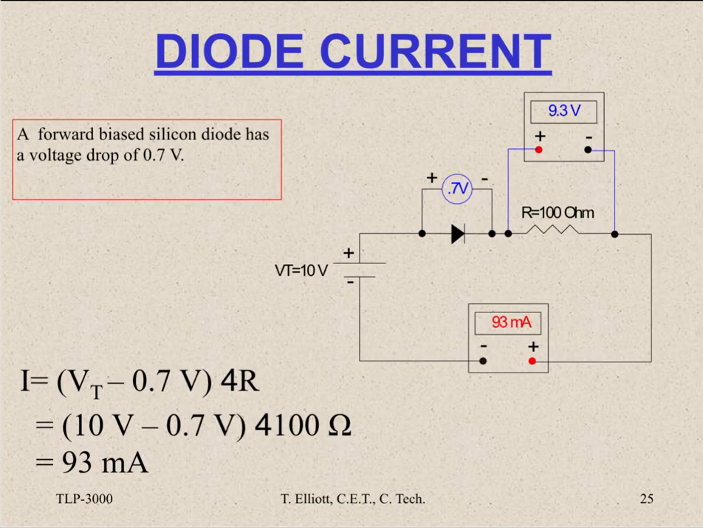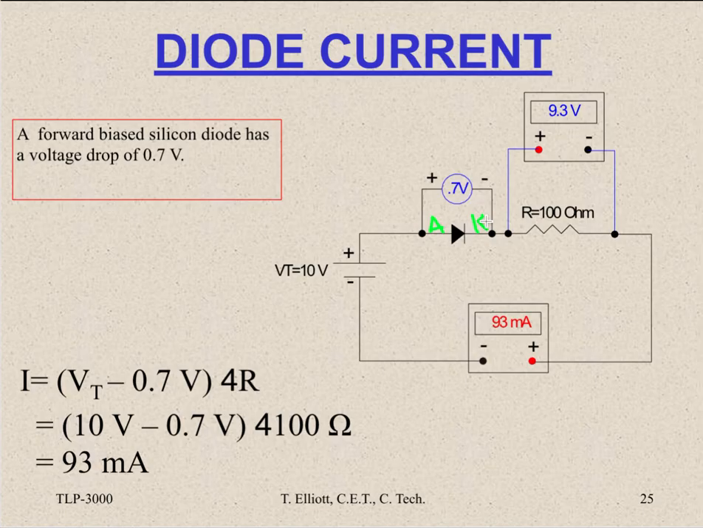Okay, simple calculation. This is a forward biased circuit. The resistor is being used to limit the current. So we have a battery of 10 volts. We have a forward biased diode with a nominal voltage drop of 0.7. Will it be 0.7? Probably not. That's a nominal value. There's a lot of variances, but 0.7 is the standard rule of thumb to use. So that's the anode to cathode.